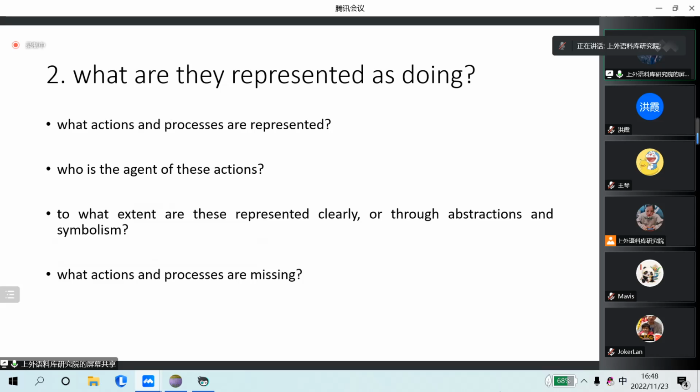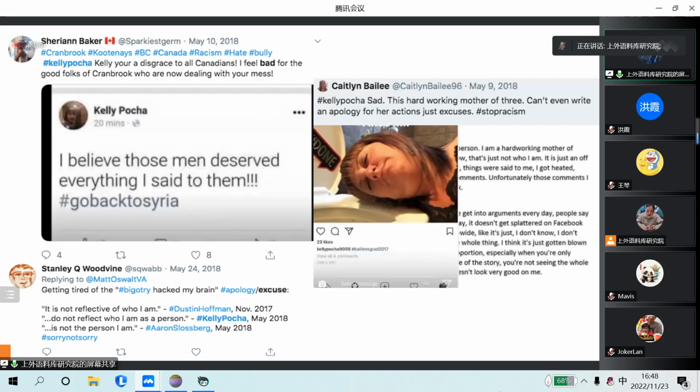Now, as I said, first we look for the participants, then we look for what they are represented as doing. So what actions and processes are represented? Who is the agent of these actions? We can ask, to what extent are they represented clearly or through abstractions and symbolism, perhaps? And then what actions and processes are missing? Because we always look at what is there, but if something is not there or if something is backgrounded, that's also very important to notice. So if we once again look, no one likes Kelly Pocha here.